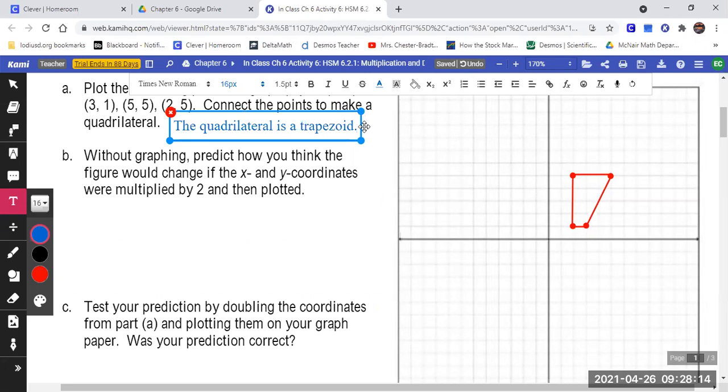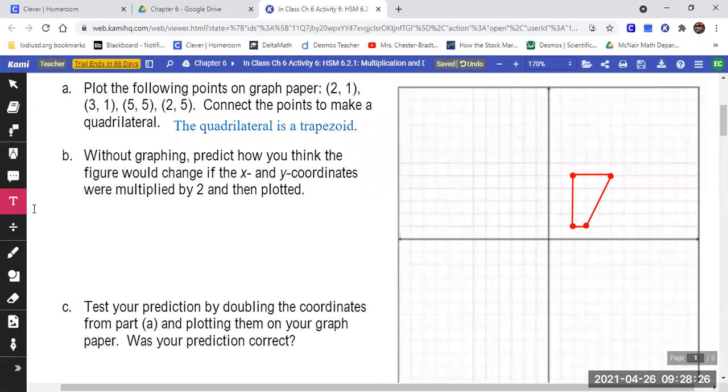Okay, so we got our trapezoid, so we can be more specific than just saying quadrilateral. We know he's got a name. Now, the only time we stick with the name quadrilateral the whole time is when all 4 sides are kind of wonky, but there's 4 sides. But this guy has a name. His name's a trapezoid. So now let's look at B.